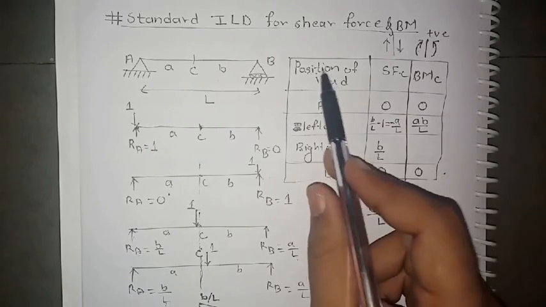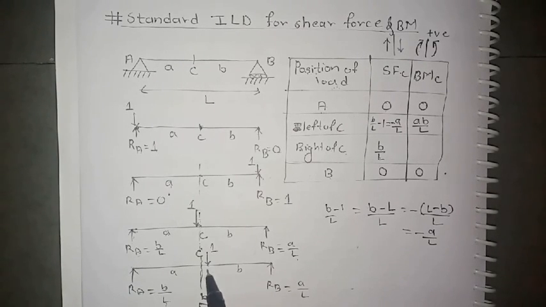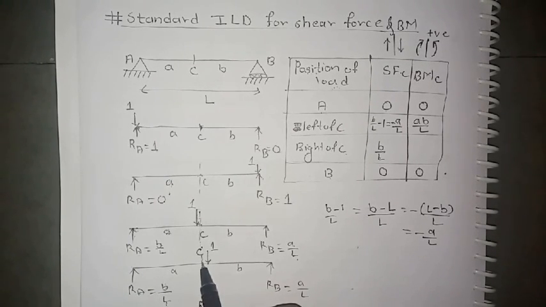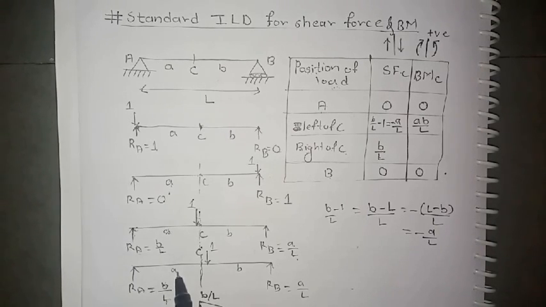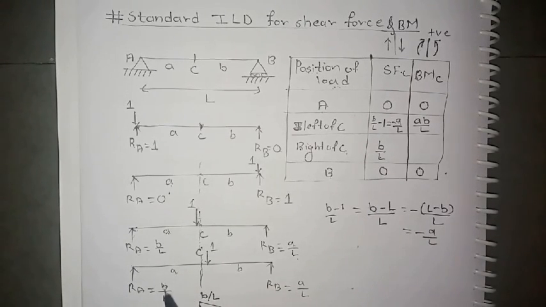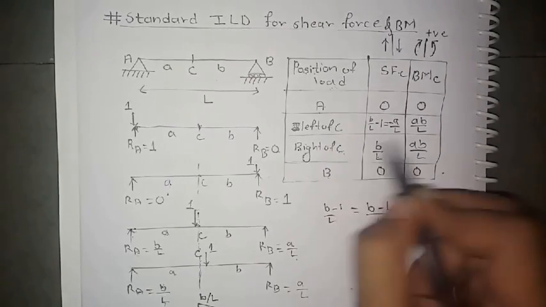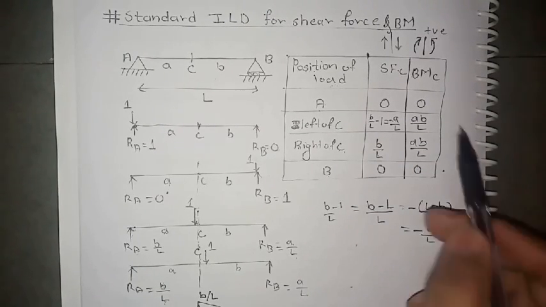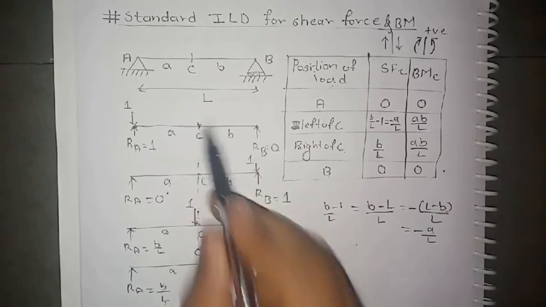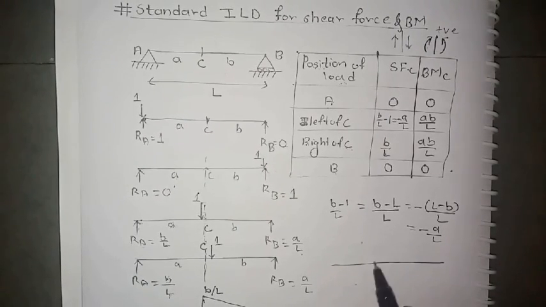Next case, when the position of load is just right of C. In this case again Ra, which is equal to B by L, into A. So A into B by L, AB by L. Both to the left of C and right of C, the moments are equal. So in case of bending moment, we can take directly at C.